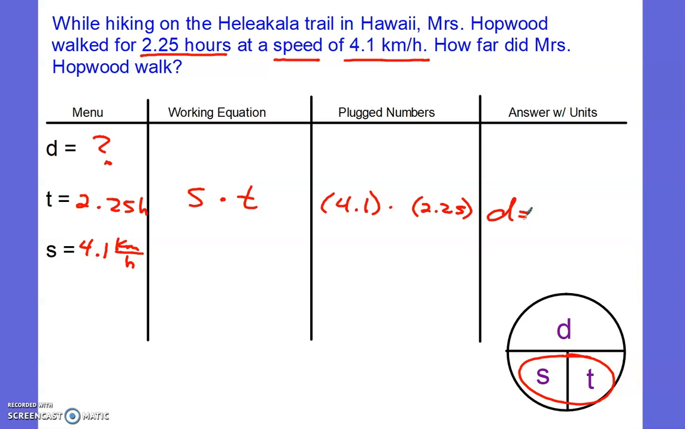When I type in my calculator 4.1 times 2.25, I get an answer of 9.225 for a number. But I do need a unit. My unit in this case, looking back at my menu, is going to be kilometers, because that's what was used in my speed unit as well.